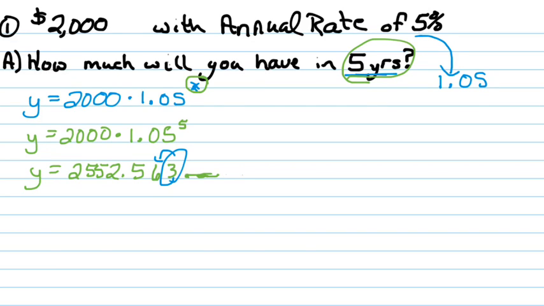So our final answer is we will have $2,552.56. Read the questions carefully on this and make sure you're rounding to the right place. Most questions are either going to ask you to round to the nearest dollar or they're going to ask you to round to the nearest cent.